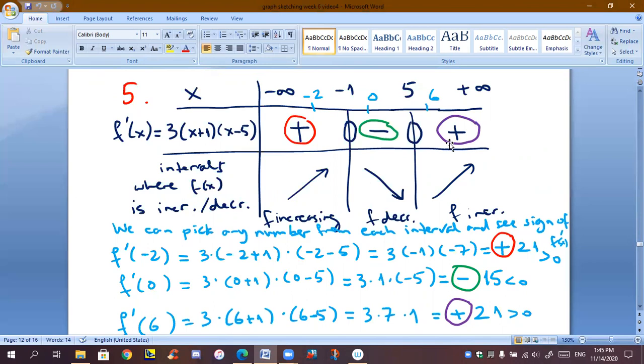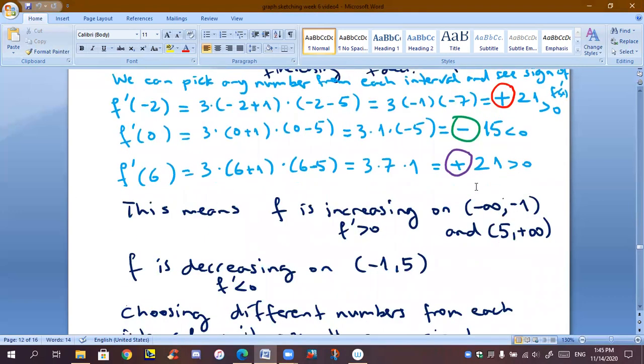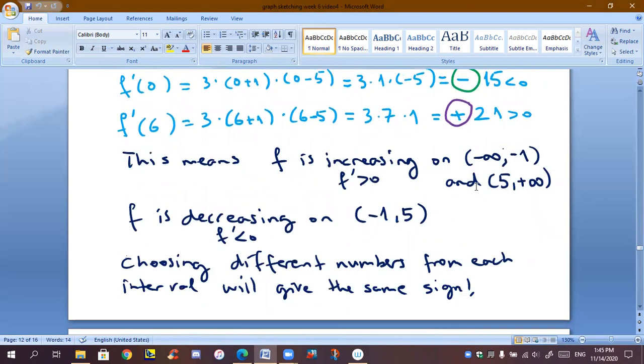If f prime is positive, f will be increasing; f prime negative, f will be decreasing. So the third row is for the intervals where f is increasing or decreasing. We see that f is increasing on the first and on the third intervals, and f is decreasing on the second interval. So we can write this down. f is increasing on minus infinity to minus 1, and also 5 to plus infinity, because f prime is positive, and f is decreasing on only the minus 1 to 5 interval because f prime is negative there.